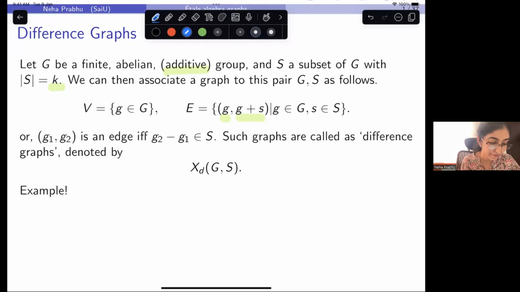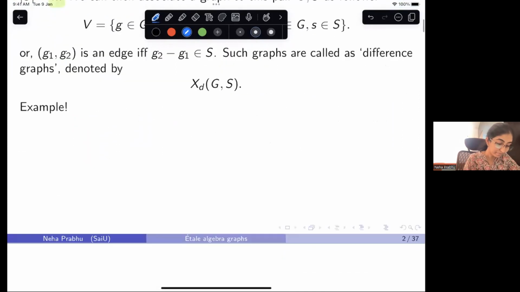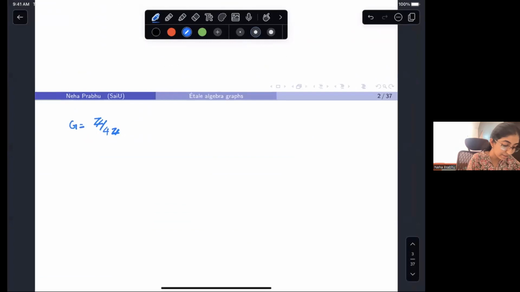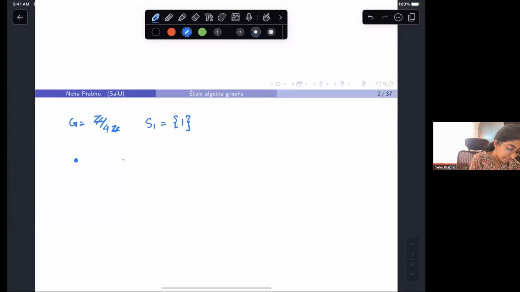And as always, when you learn something new, we should work out an example. So let's look at a simple example. I'll take Z mod 4Z as G, and take two candidates for S. It will be relevant for what's coming next. Let S1 be just the set {1}. We'll draw the graph. My vertices are the group elements, so 0, 1, 2, and 3. And the edges are given by g plus s for every g.